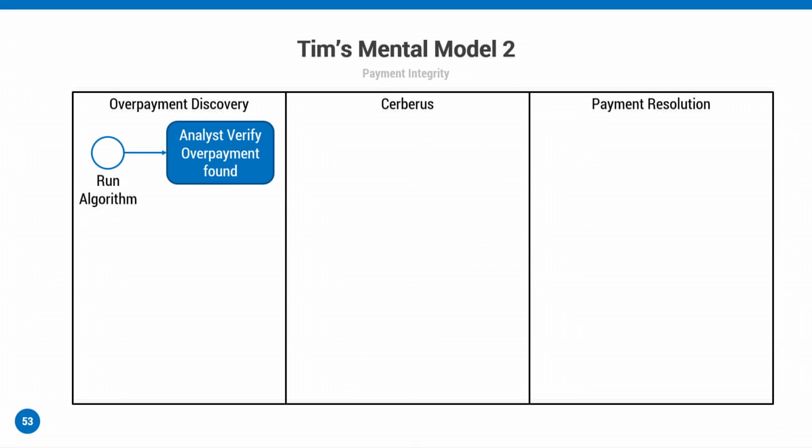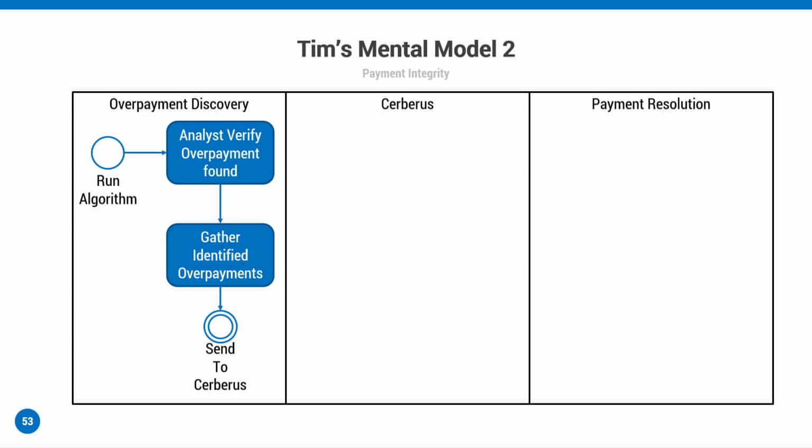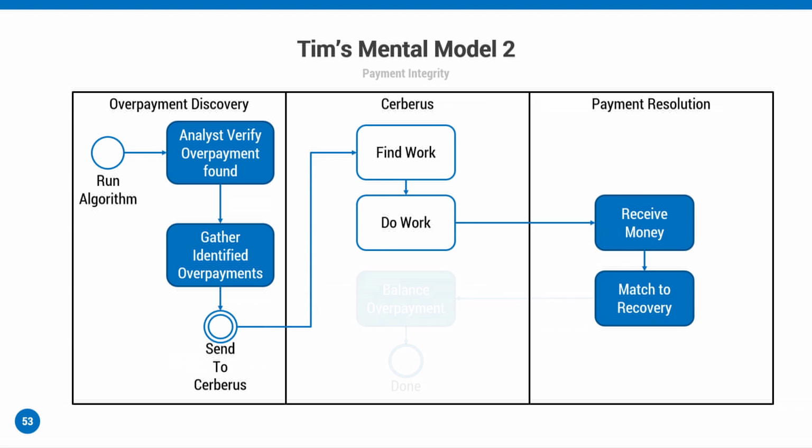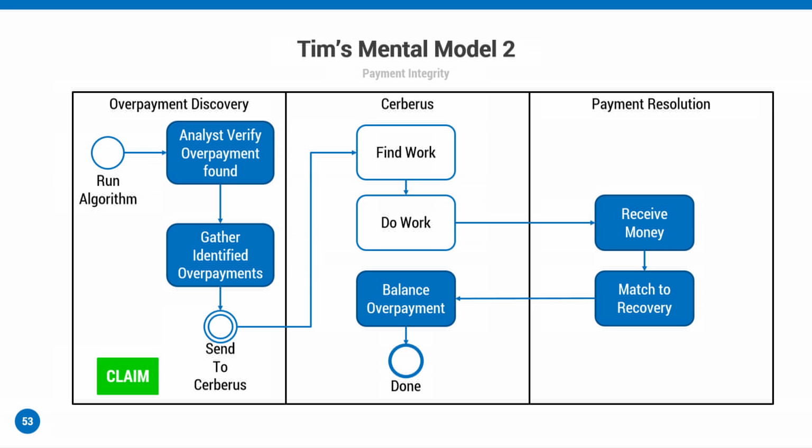And the dark blue stuff is kind of new, right? We kind of discover these overpayments. We gather them up together. Then we send them over to this file processor thing. People find work. They do work. And then we're going to get some money back. And we have to match that money back with those overpayments so that we can kind of balance out the account. And what he started to realize is that in each one of these kind of different verticals, there was this idea of claim. Like a medical claim is where we started, right? So there's this idea of claim, but they are a little different in each one of those separate contexts.